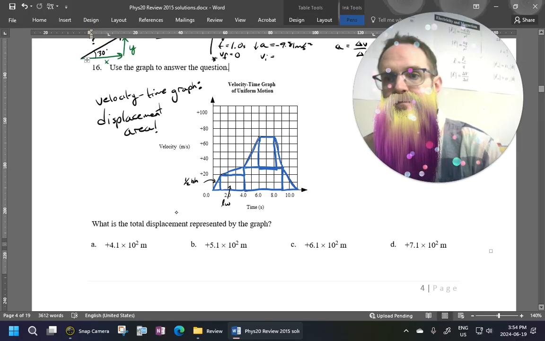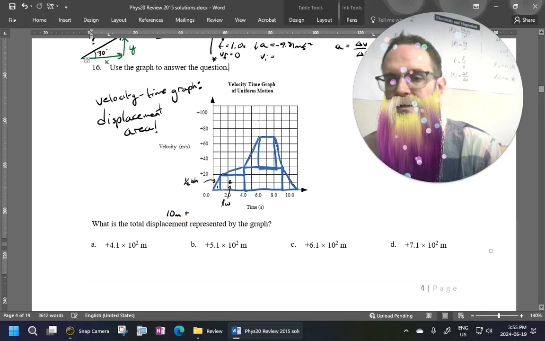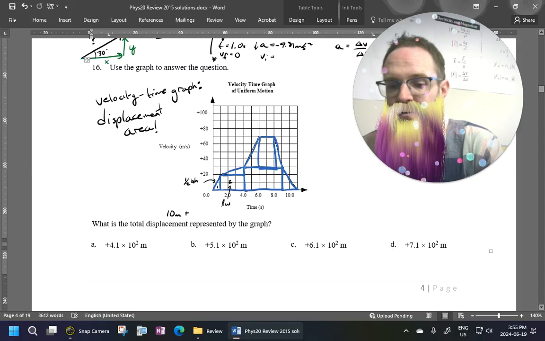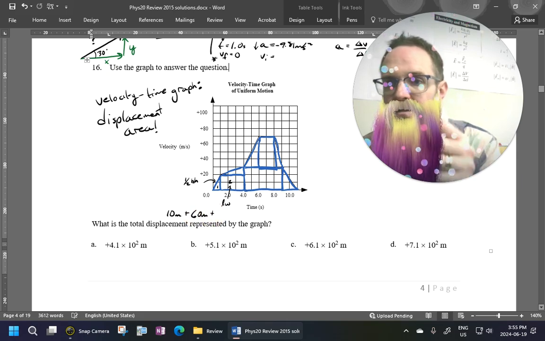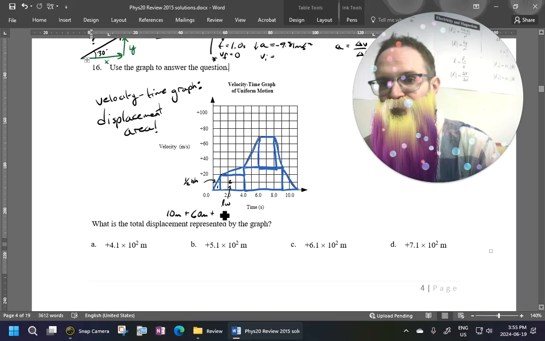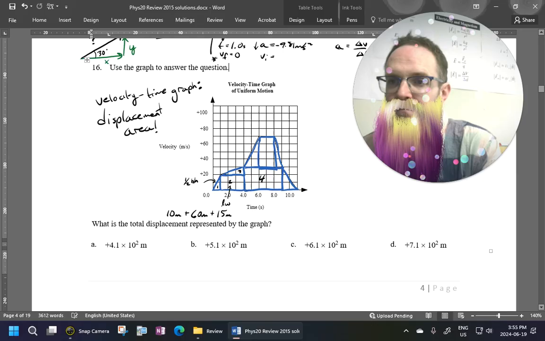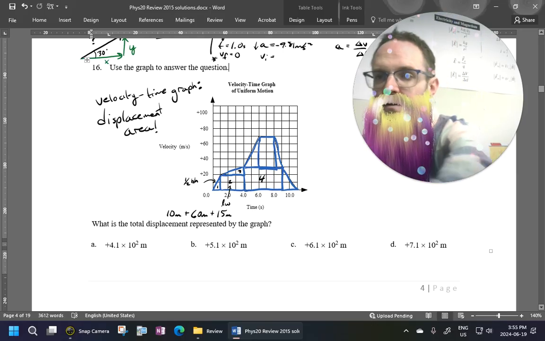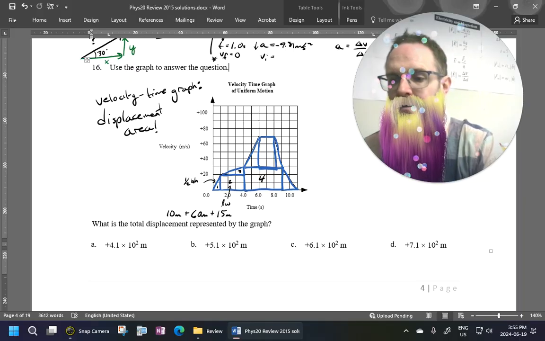So let me write these out. First section, 10, plus second section right there: 1, 2, 3 times 20, 60. Plus the 3 times 10, so it's not as tall, divided by 2, so that's 15. Then I'm going to do this one here, it's a big 4. 1, 2, 3, 4, 5. Yep, 5 times 30 is 150.